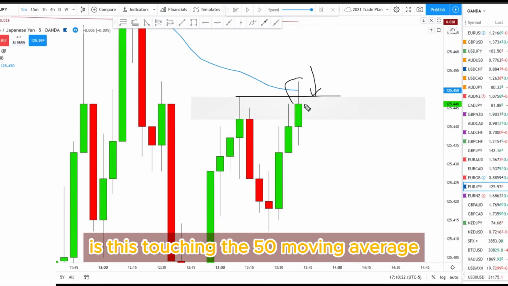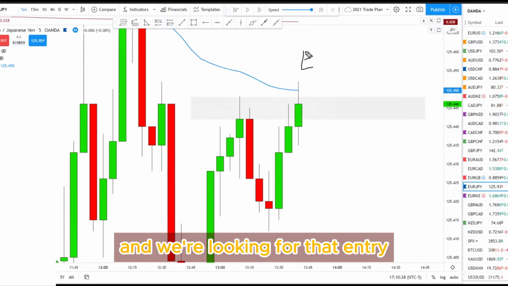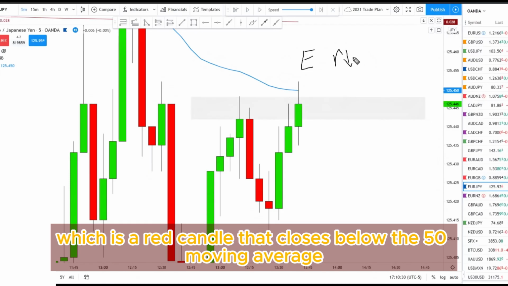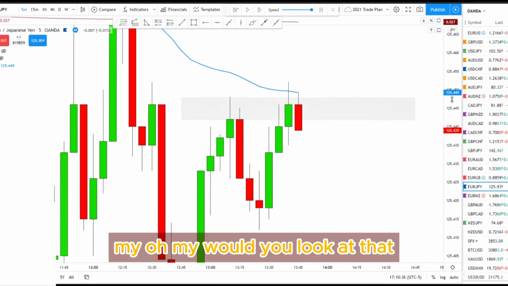Is this touching the 50 moving average? Yes it is. So right now, we have all three of our conditions met, and we're looking for that entry, which is a red candle that closes below the 50 moving average. Move forward. My oh my, would you look at that?